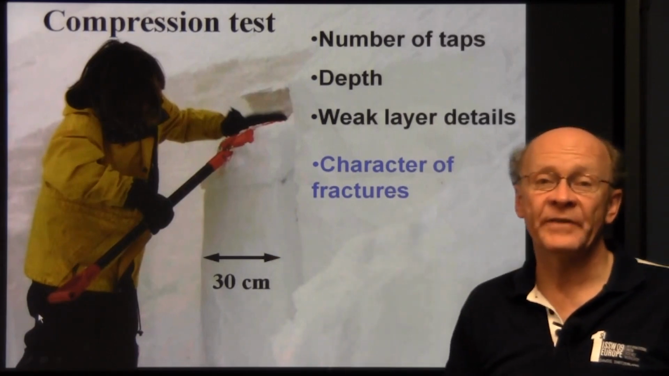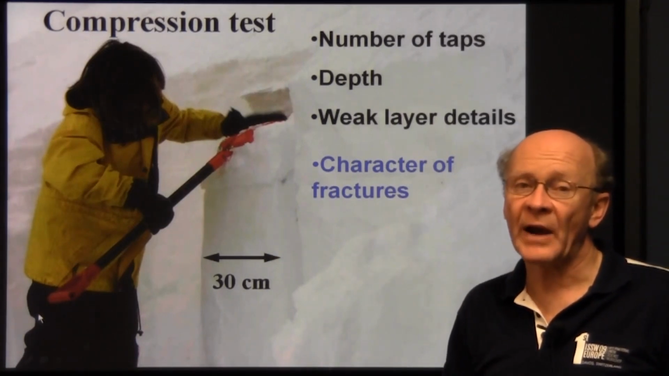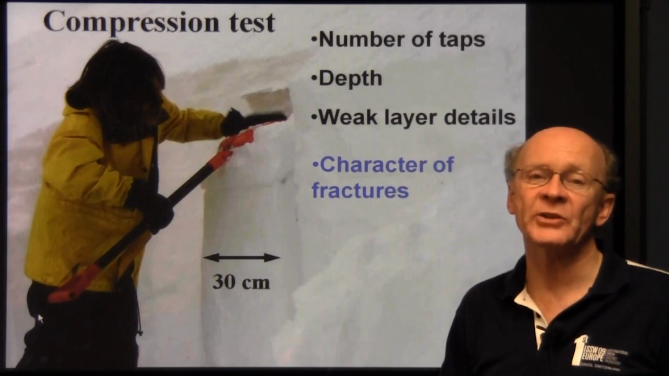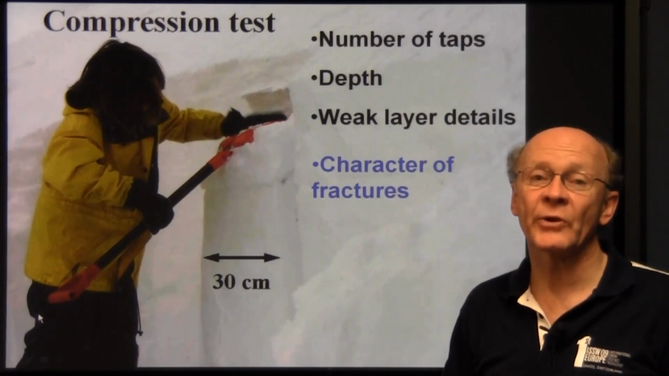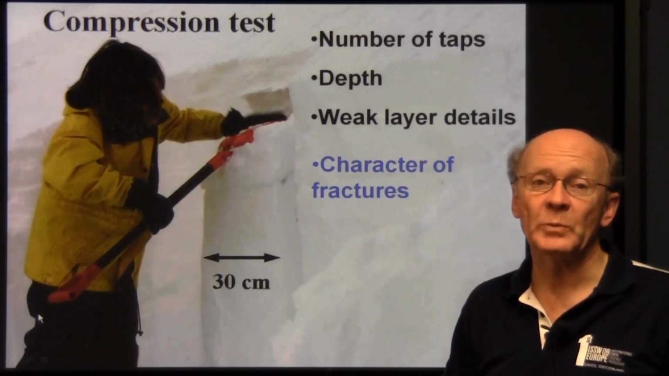The key idea in this video is, if we observe the character of the fracture, what does it look like at the instant of fracture? Does that help us say whether skier triggering is likely on the adjacent slopes?